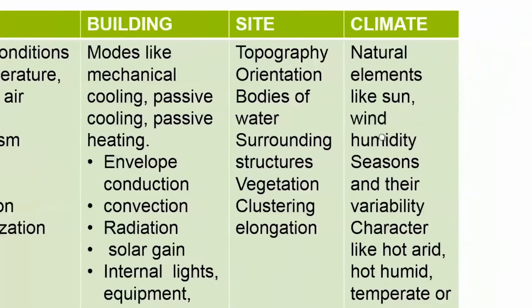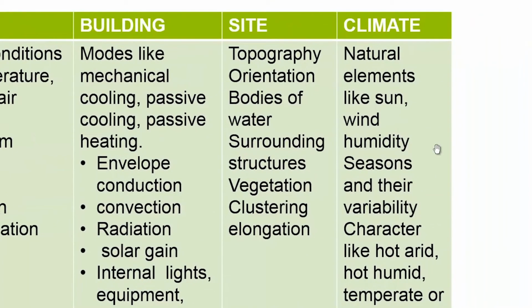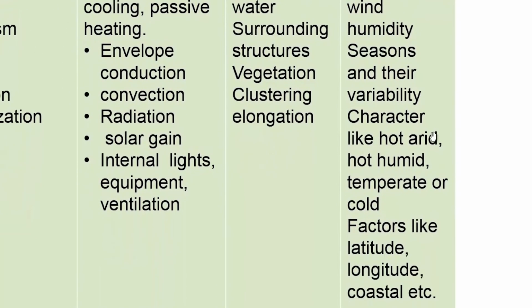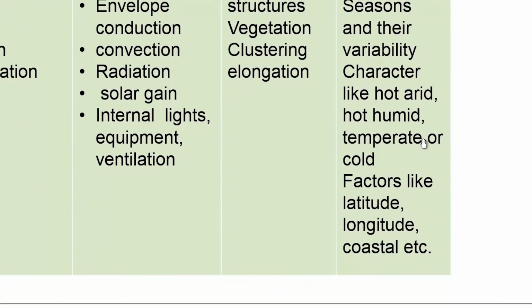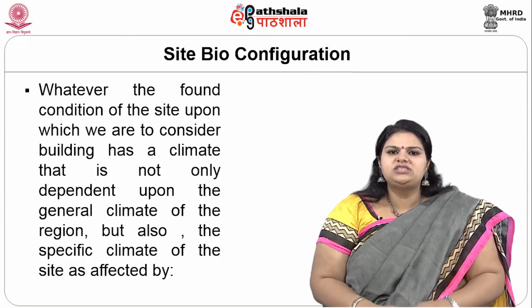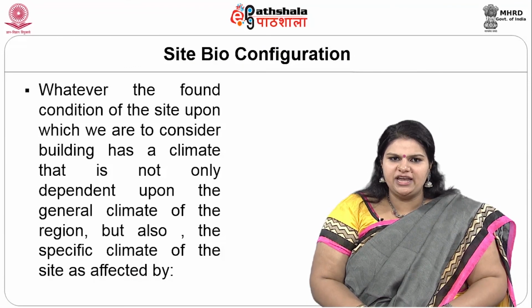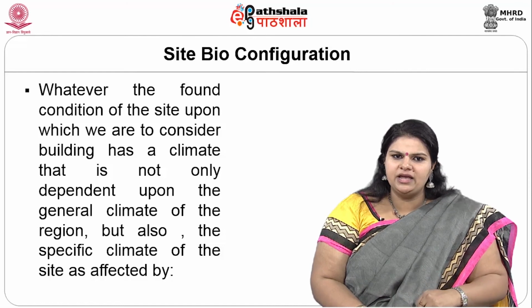Now moving on to the climatic factors. Natural elements like sun, wind, humidity. We need to take into consideration different seasons and their variability at different parts of the year. Characters like hot arid, hot humid, temperate, and cold climates, and factors like latitude, longitude, and coastal location. Then site bioconfiguration.